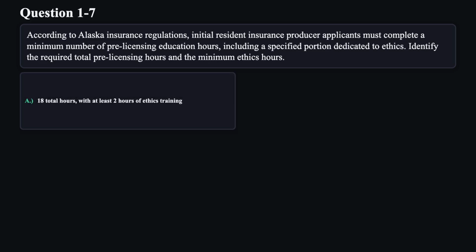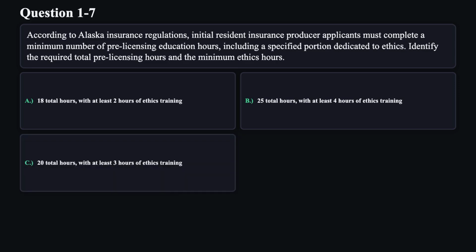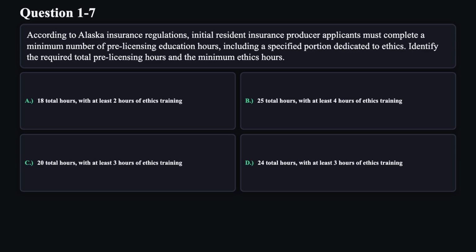A. 18 total hours with at least 2 hours of ethics training. B. 25 total hours with at least 4 hours of ethics training. C. 20 total hours with at least 3 hours of ethics training. D. 24 total hours with at least 3 hours of ethics training.